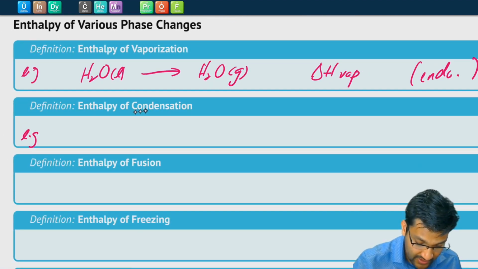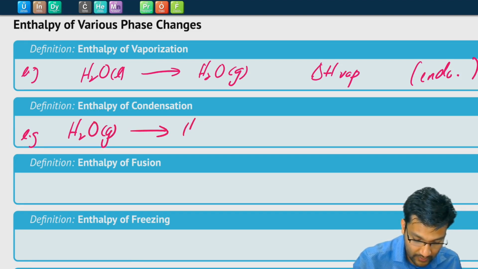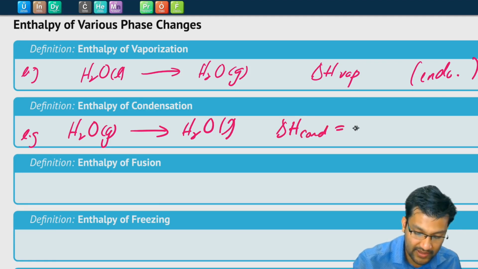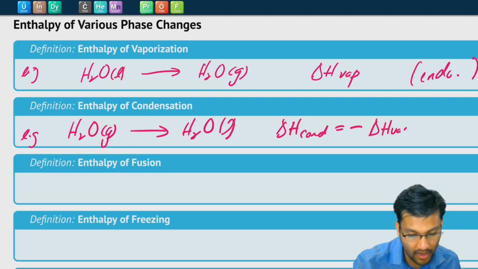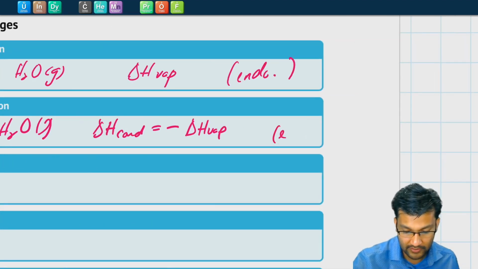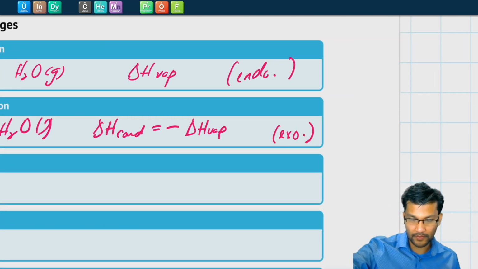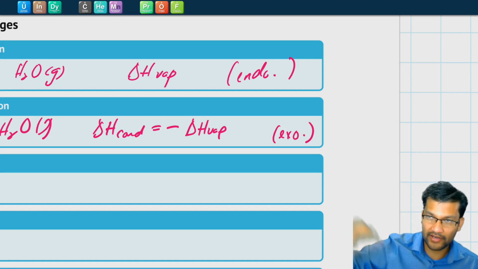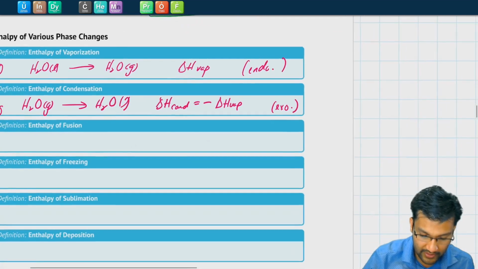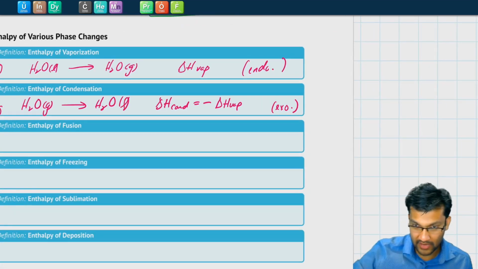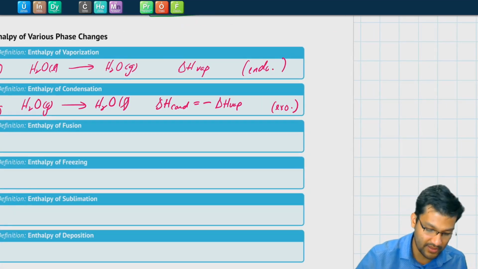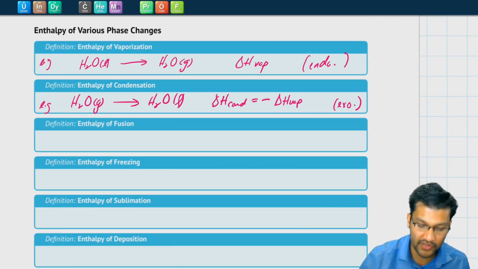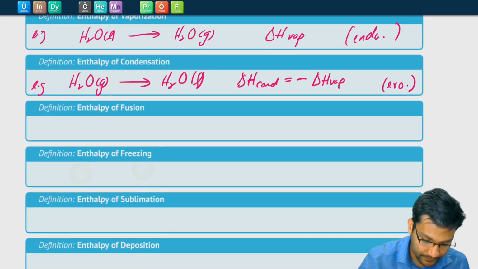The enthalpy of condensation is the opposite, right? You go from a gas to a liquid, and that'll be the enthalpy of condensation, which will just be negative the enthalpy of vaporization. It'll just be exothermic. The temperature stays the same, but you're removing energy as it goes from a gas to a liquid. The energy you removed slows down the molecules, and now they're stuck in the liquid phase because the intermolecular forces keep it together.